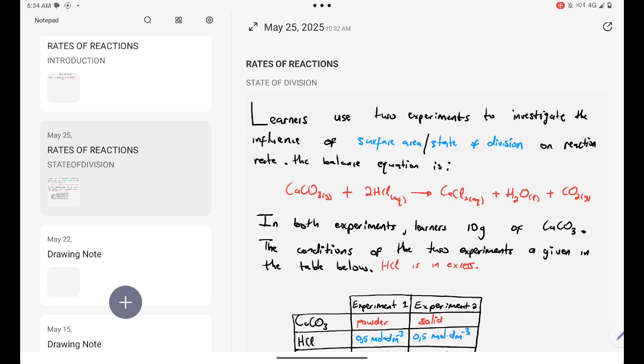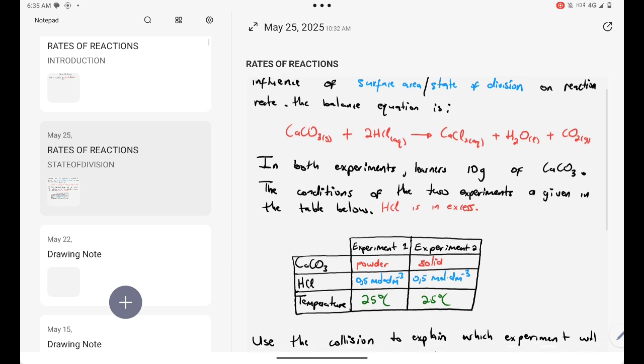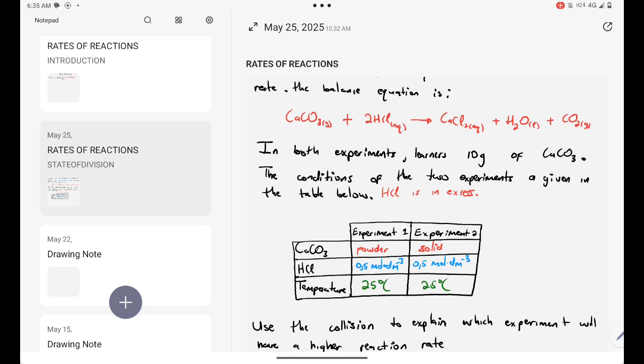We are told that learners used two experiments to investigate the influence of surface area or states of division on reaction rates. The balanced equation is as follows. In both experiments, learners used 10 grams of calcium carbonate solid. The conditions of the two experiments are given in the table below. We are told that our hydrochloric acid is in excess, so that means the calcium carbonate is our limiting reagent.